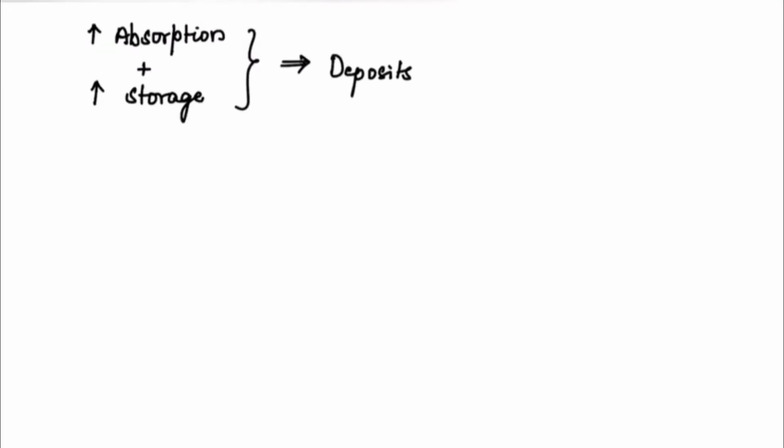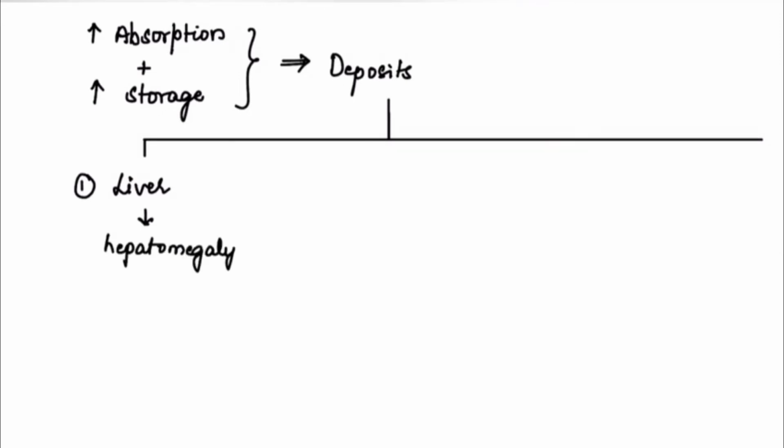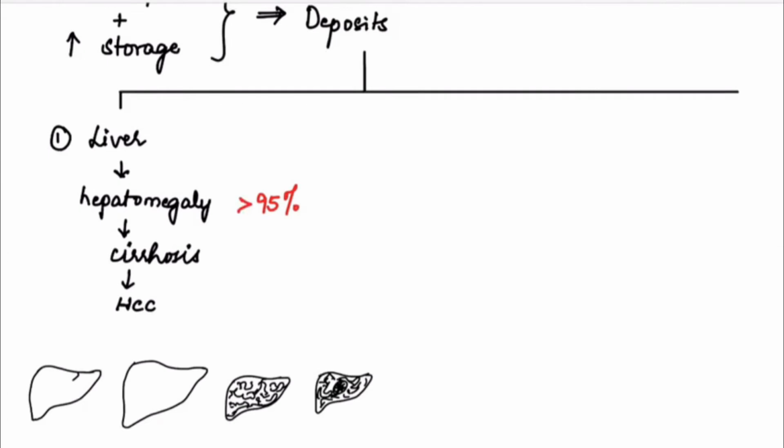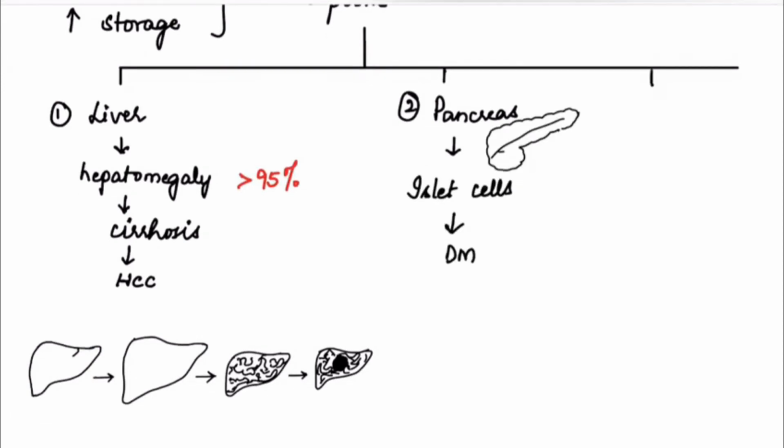Now, the excess iron deposits in various organs, producing the clinical manifestations of this condition. Liver is the most commonly involved organ, and hepatomegaly is seen in more than 95% of patients with hemochromatosis, and it may progress to cirrhosis and hepatocellular carcinoma. Excess iron depositing in the pancreas can damage the islet cells and cause diabetes.